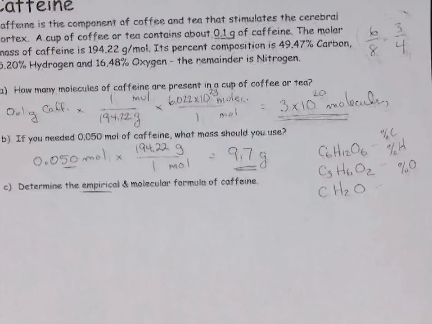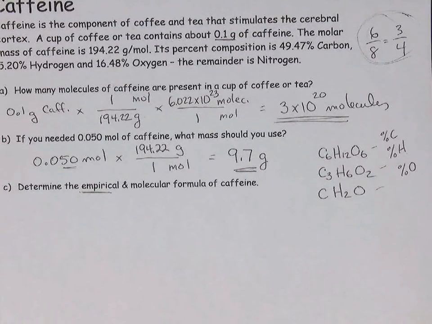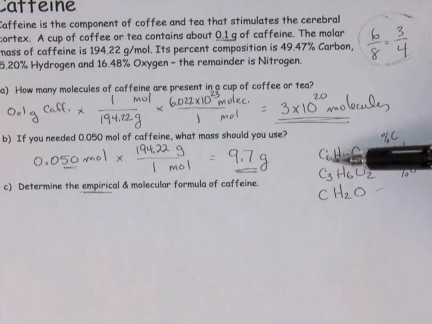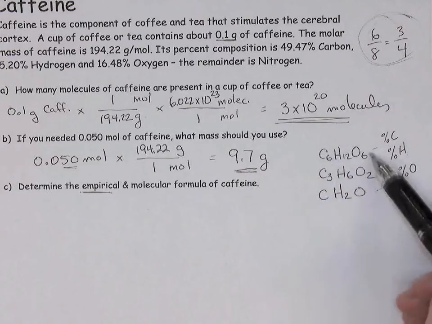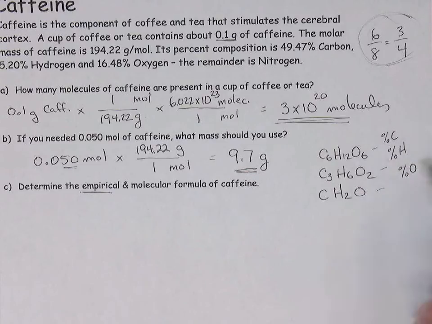If you don't believe me, just take a moment, pause the video, and calculate them. For the first one, 6 times 12, the molar mass of carbon, divided by the molar mass of the glucose. That's the percent carbon, times 100.